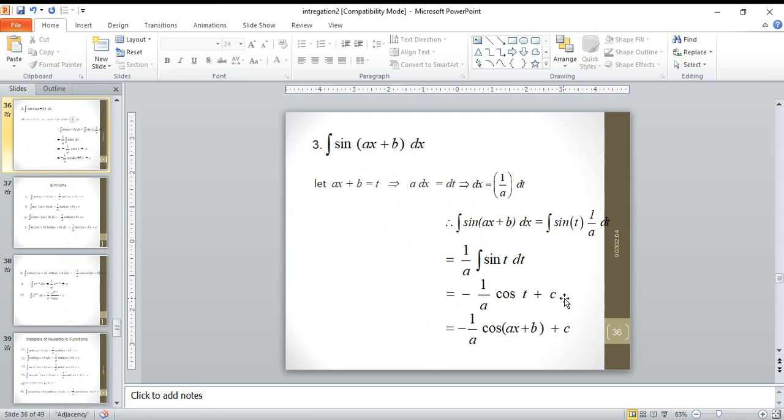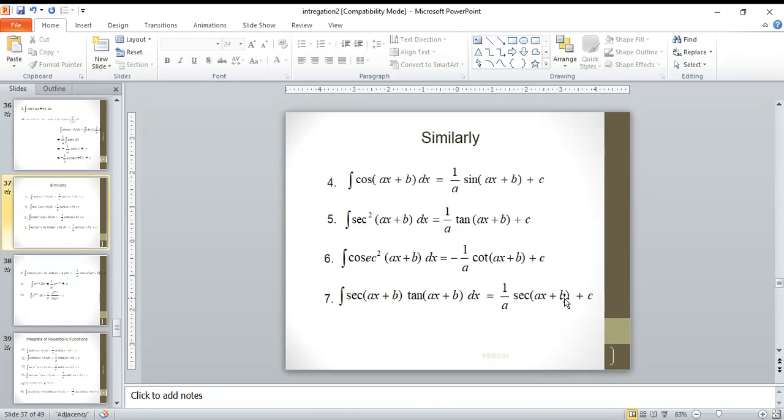Third question. Integration of sin ax plus b. Put ax plus b equal to t. Apply derivative on both sides: a into dx equal to dt, so dx equal to 1 by a dt. Integration of sin ax plus b dx equals sin t into 1 by a dt, that is 1 by a into integration of sin t dt. Integration of sin x is minus cos x, so it is minus 1 by a into cos t plus c. The t value is ax plus b, so minus 1 by a into cos ax plus b plus c.